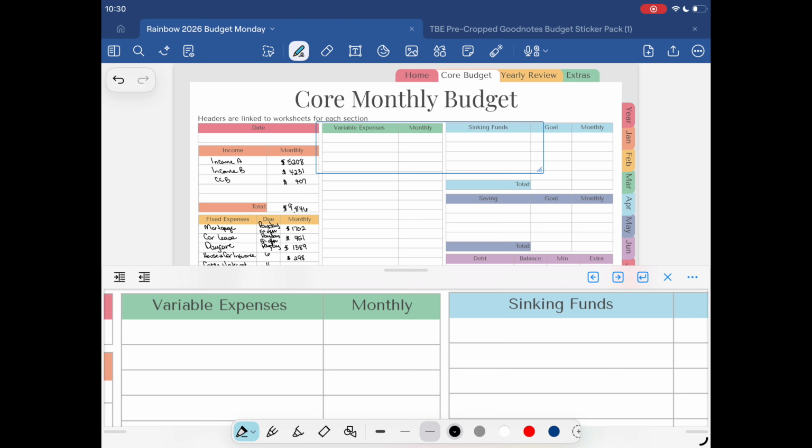So for our family, our buckets are gas, groceries, household supplies, and entertainment. Anything outside of these, I tend to use my sinking funds for, which you'll see.